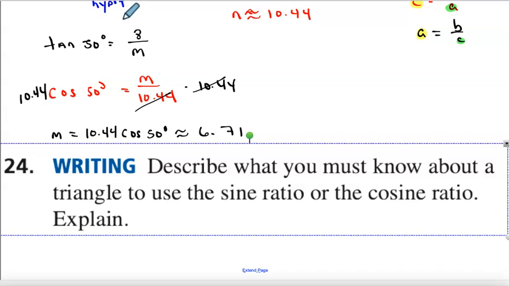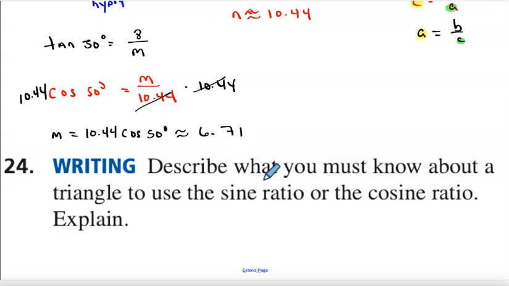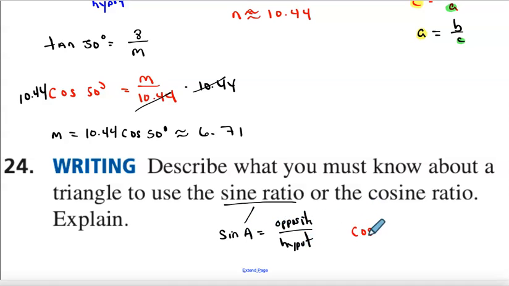Okay, keep it going. Number 24, and next one. Describe what you must know about the triangle to use the sine or cosine ratio. To use the sine, again, this is the opposite over the hypotenuse. You need to know two of the three pieces of information in order to solve. So if you have the angle and the opposite side, you can solve for the hypotenuse, but you need two of the three, just like your cosine is your adjacent over your hypotenuse. Again, you must have two of the three pieces of information here.